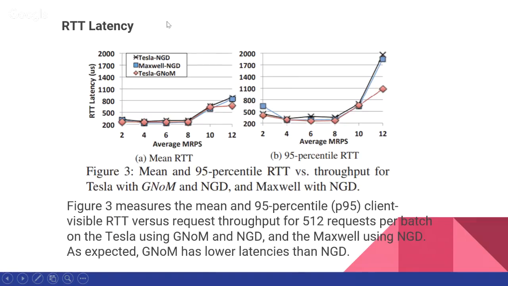Then we are going to measure RTT latency. The left graph is the mean of the RTT, and the right one is the 95th percentile of RTT for a Tesla with GNoM and NGD, and also Maxwell with NGD. We can see that in either graph, the Tesla with the GNoM software architecture achieves a lower latency than NGD.